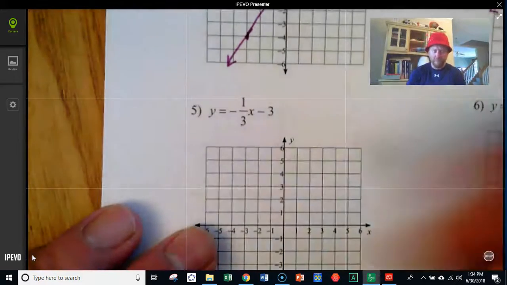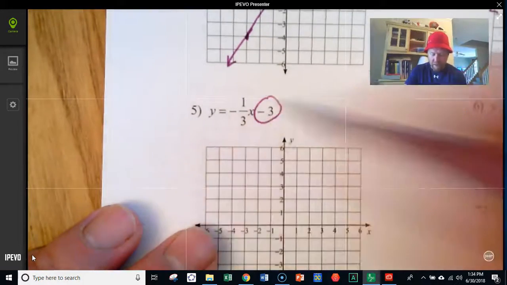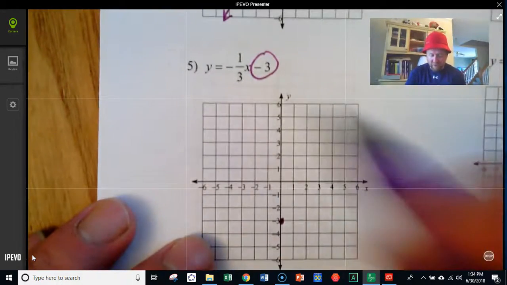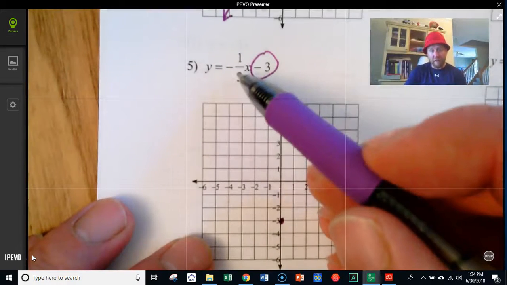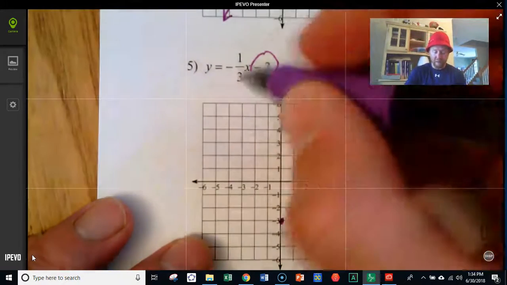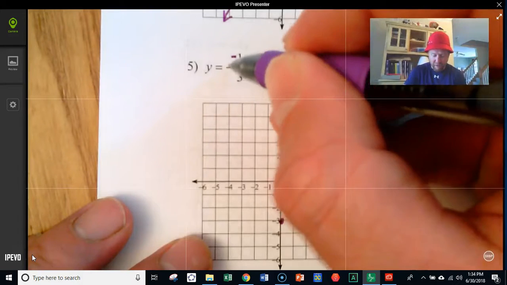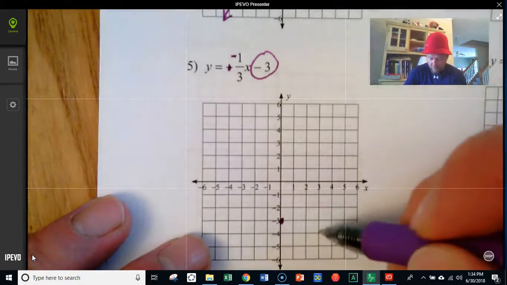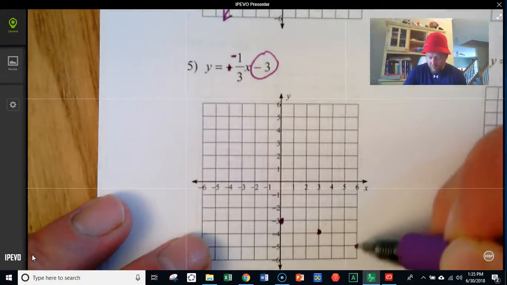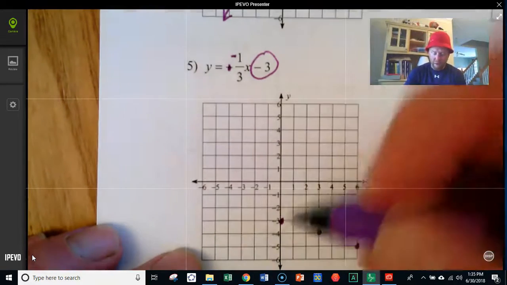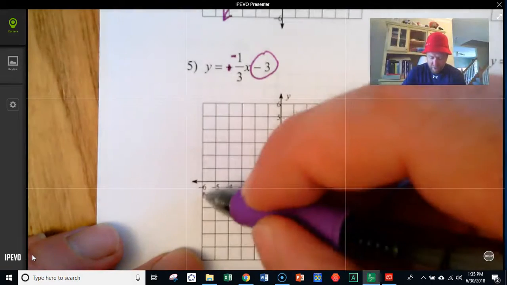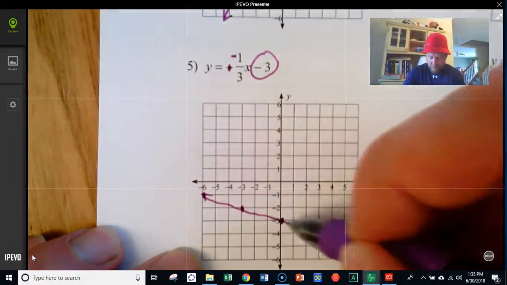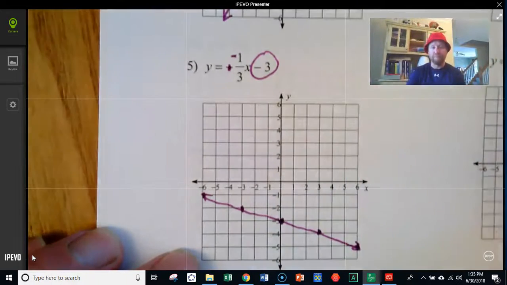Okay, here, now our y-intercept is a negative 3. So that's down 3 on the y-axis, and our slope is a negative 1/3. I think I'd like to put my negative sign up here. So it's down 1, forward 3. So down 1, forward 3, down 1, forward 3. You kind of reverse the pattern and go in the opposite direction. And there we go. And so our line goes like that. Okay.